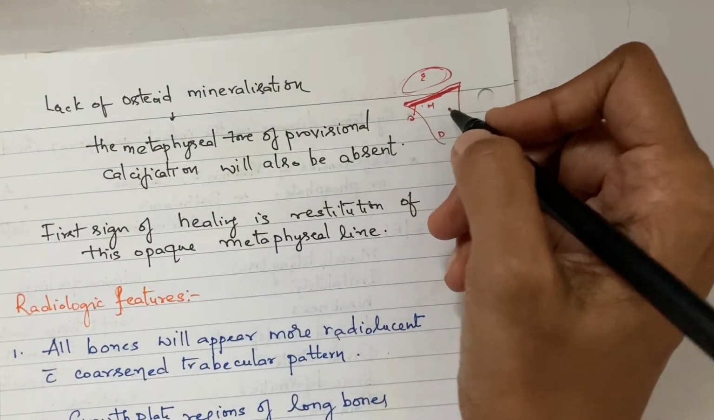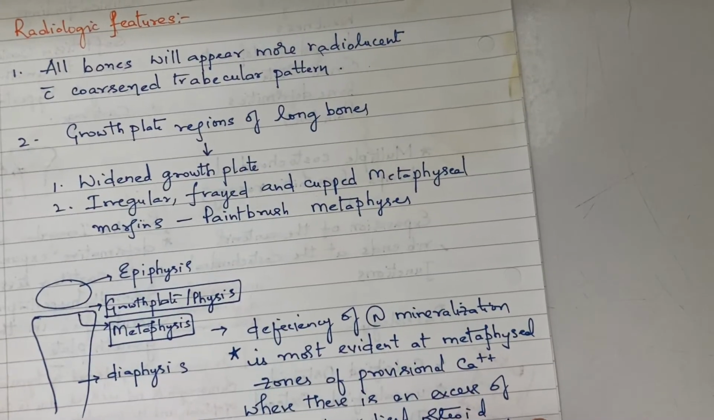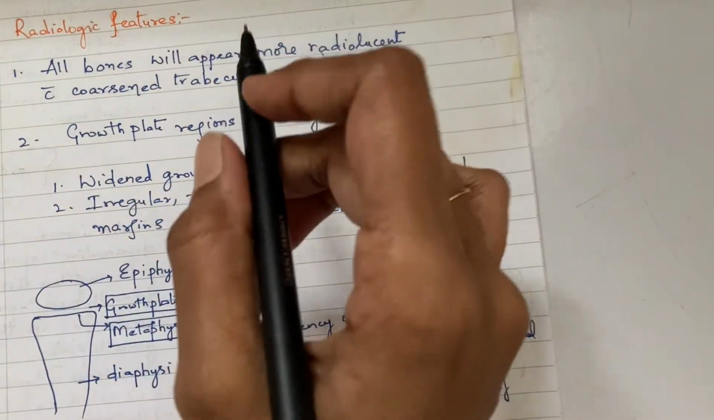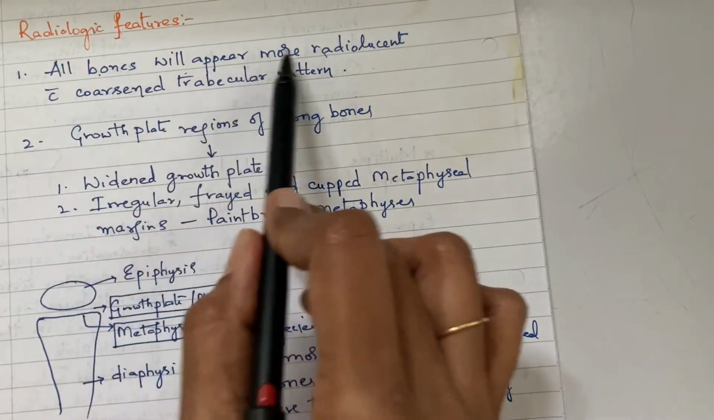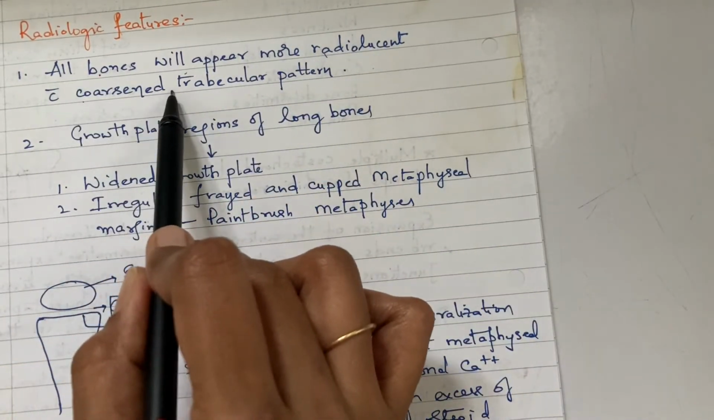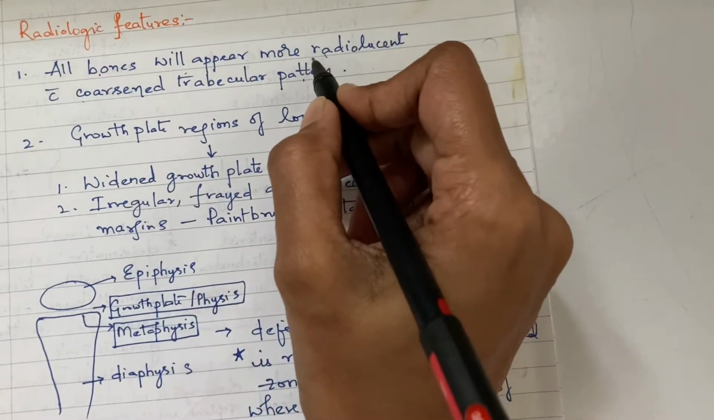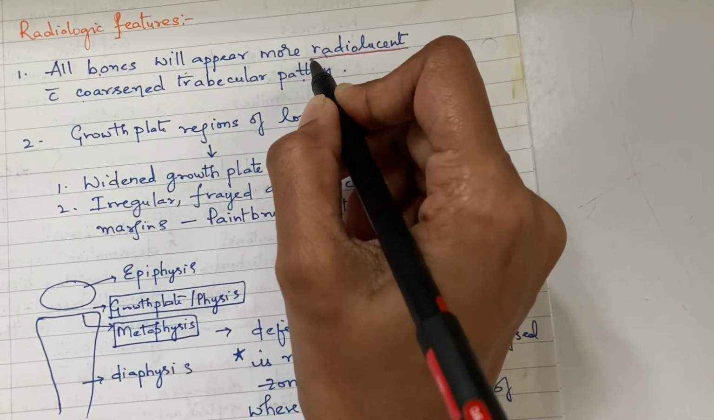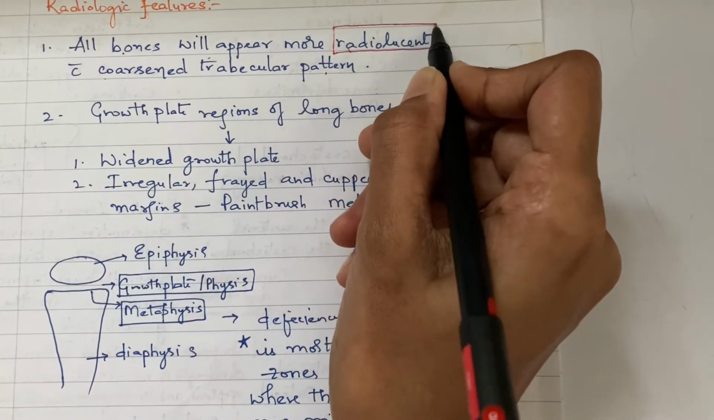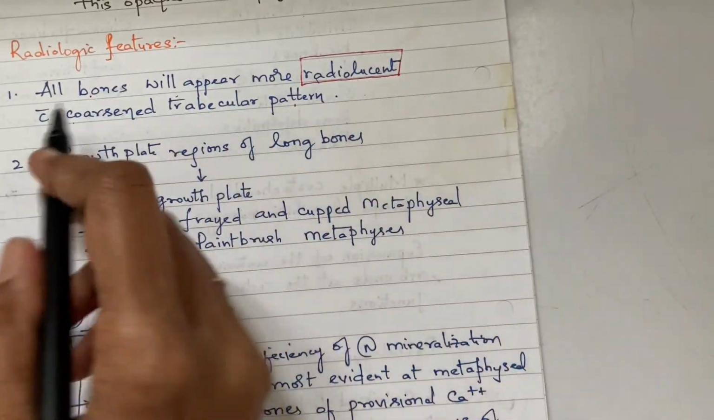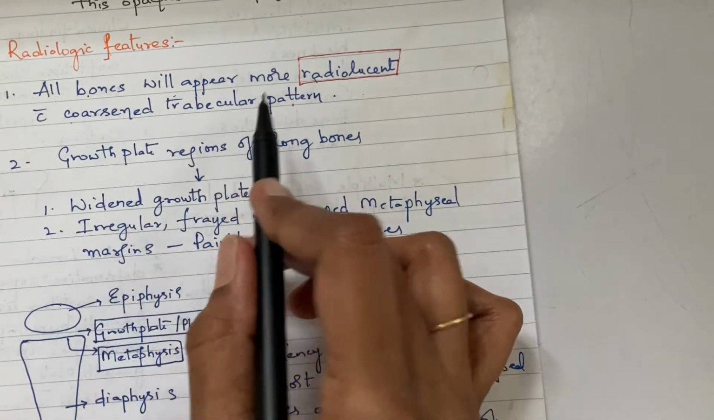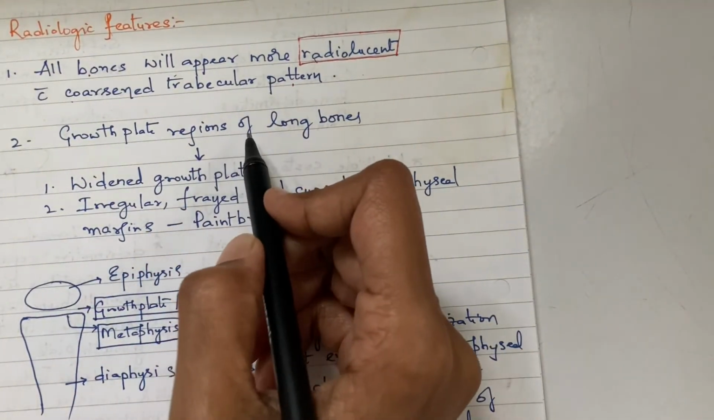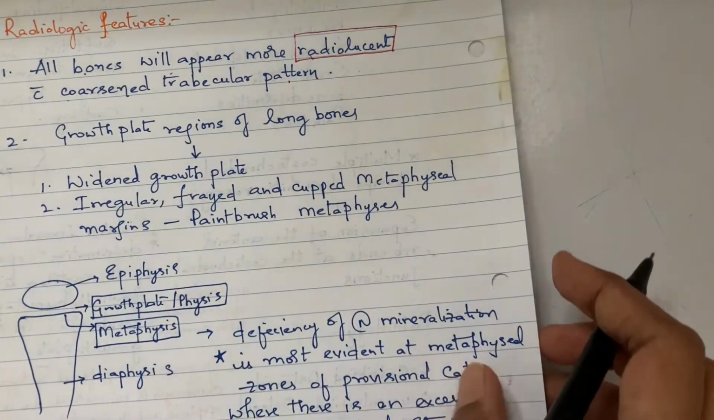line reappears. Coming to radiological features, generally if you take an x-ray, especially the wrist joint, knee joint, all bones will appear more radiolucent with coarsened trabecular pattern. Why radiolucent? As I told, uncalcified osteoid tissue will not be mineralized, so all the bones appear radiolucent with coarse trabecular pattern. Coming to growth plate region, you have to know three features.